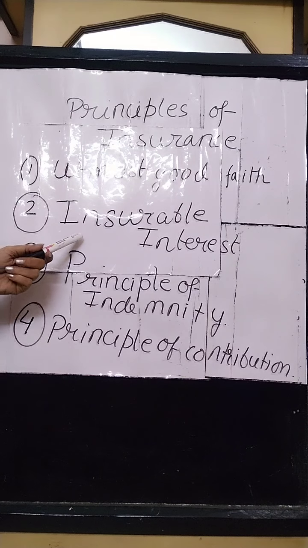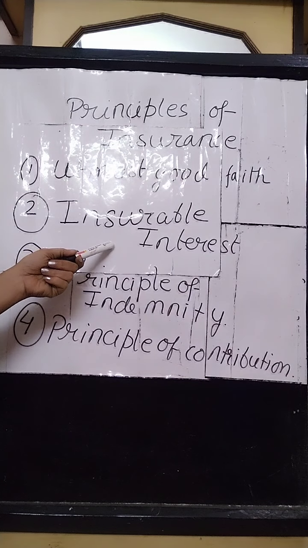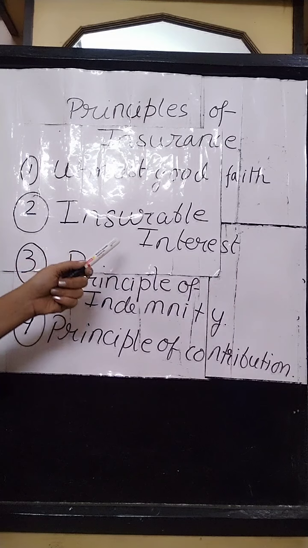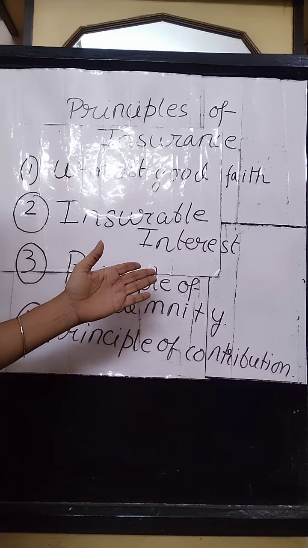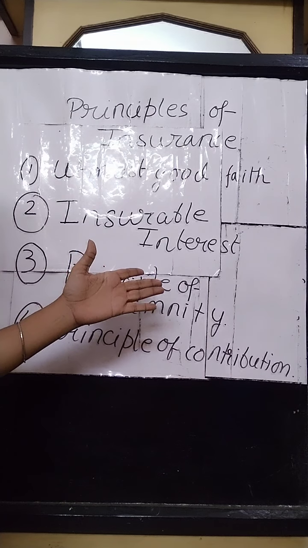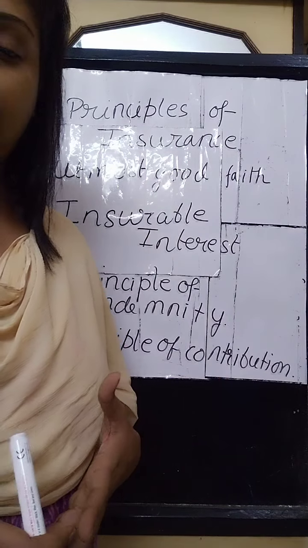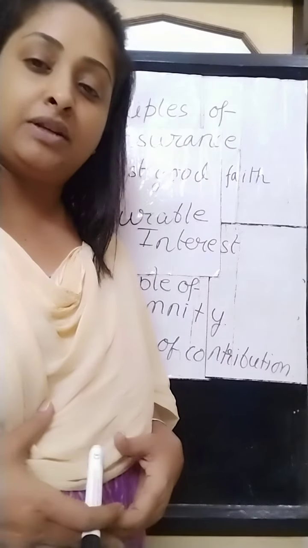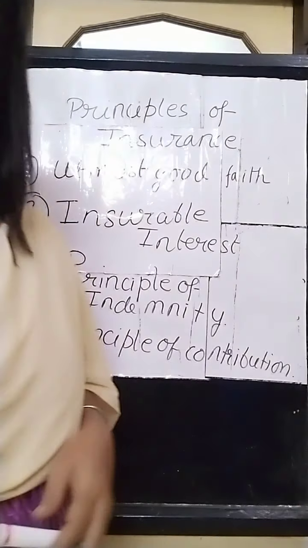Now the second point is insurable interest. As you can see, I have written it on the board. According to this principle, the insured must have an insurable interest in the subject matter of the insurance policy. Without insurable interest, an insurance policy can be called a gamble and a fraudulent activity, and the law does not permit it. So there must be an insurable interest.